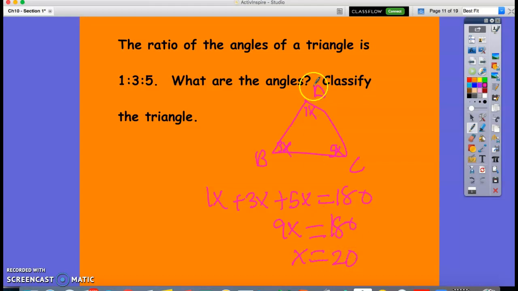So x equals 20, so then each angle is, this angle is 1x, right? So that is 20. This angle is 3x, right? 3 times 20, which is 60. And this angle is 5x, 5 times 20, 100. So altogether you get 180.